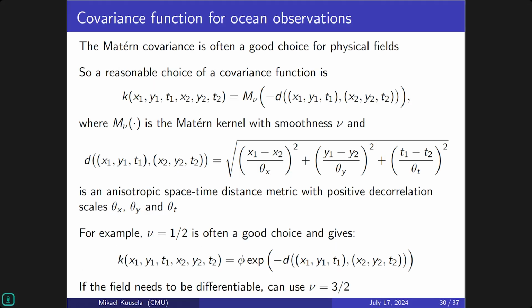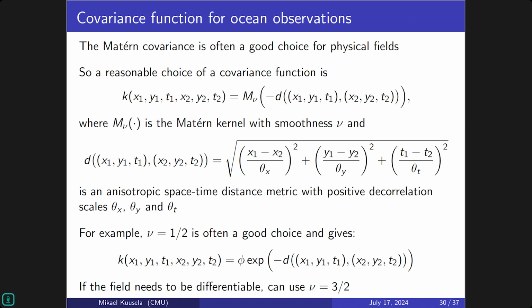Then for the covariance, this is easy because we already talked about this. A good choice for physical fields is often the Matérn covariance. So this would be your default choice. If you have a default choice for a point estimator, this is the MLE. The default choice for a covariance function is the Matérn. So you often start with the Matérn, and if you're not happy with it, then you try something else, but you first try the Matérn.